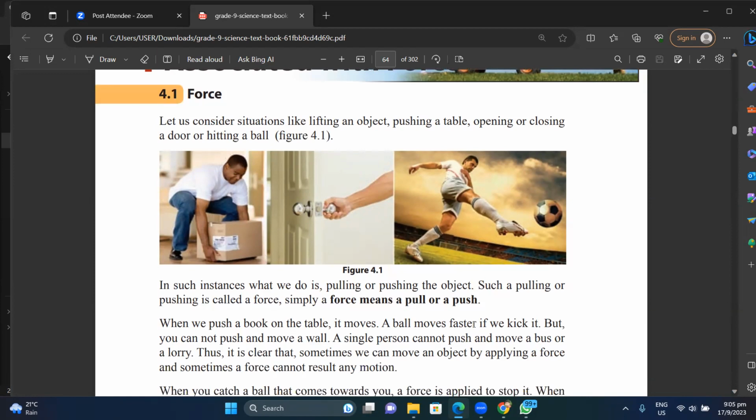So by providing energy, what can we normally do? Can you tell me what are the things that we can do by providing an energy force? What can we do by providing the force? Any idea? By providing the force, what kind of things can we do? We can move objects. Yes, we can move objects. What else?